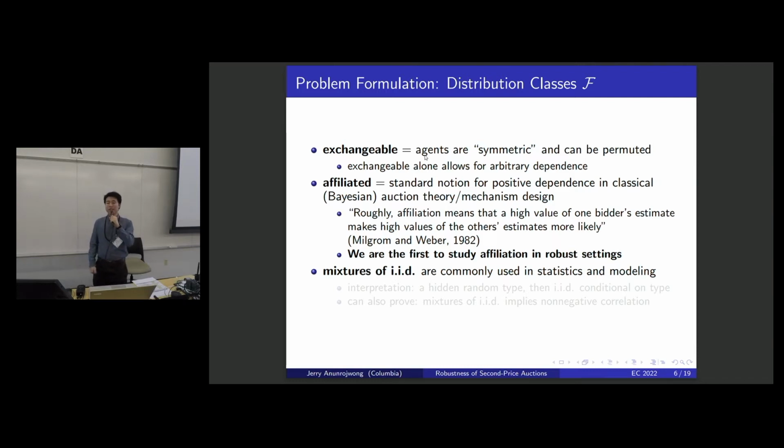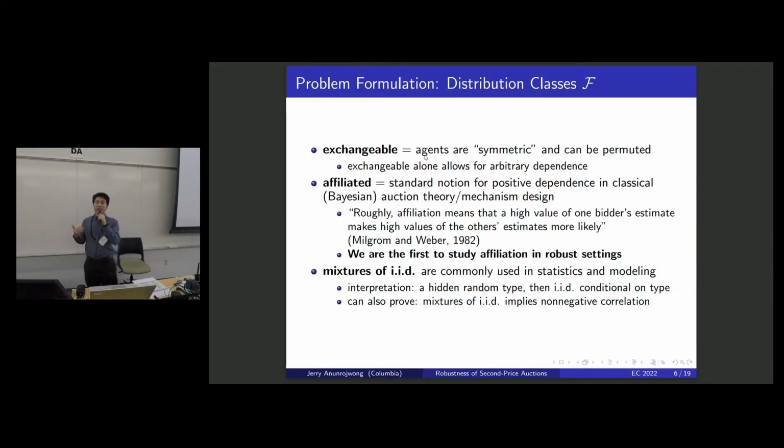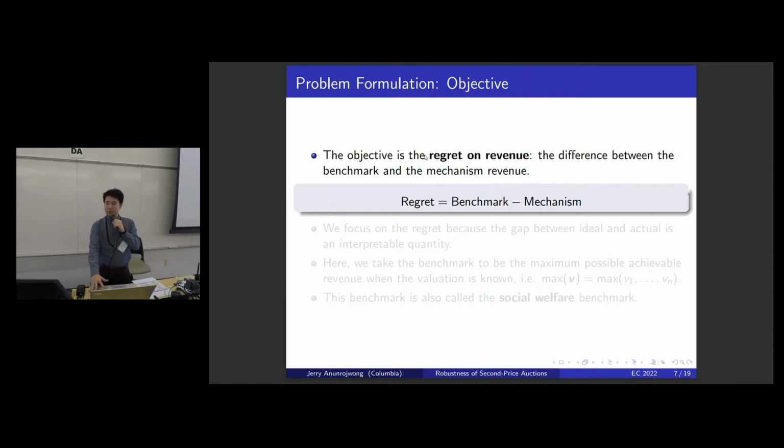Lastly, mixtures of IID are commonly used in statistics and modeling. One interpretation of this is that there is a hidden random type, and agent valuations are IID conditional on that random type. We can also show that mixtures of IID implies that any two agents have non-negative correlation in valuation with each other, which further supports the idea that mixtures of IID captures positive dependence.